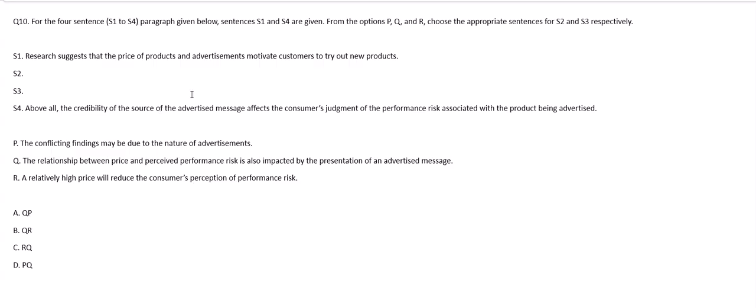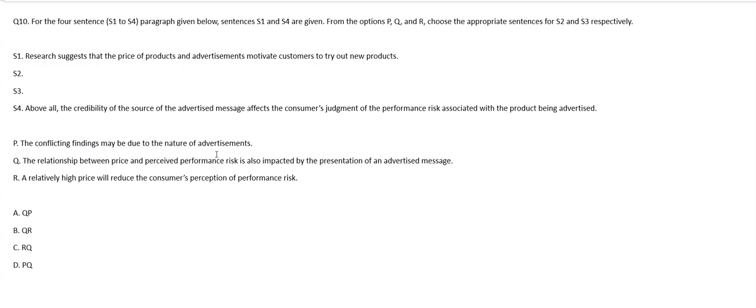If you understand the flow of these four sentences, from sentence 1 they are getting a conclusion that the customers are getting motivated by the price of products and advertisements. And by the end of the sentence, they are drawn to a different conclusion. Instead of the price of products or advertisements, what is most important is the credibility of the advertised messages and the performance risk. It means there are conflicting findings between both of these sentences.